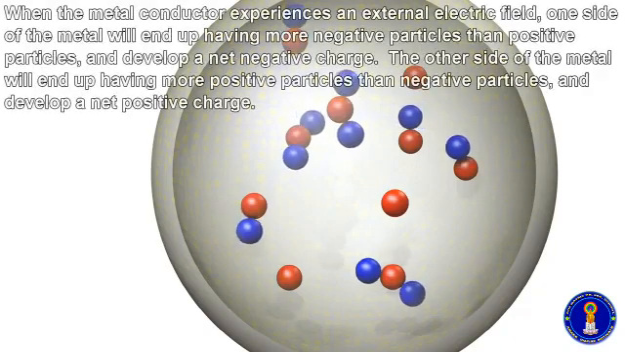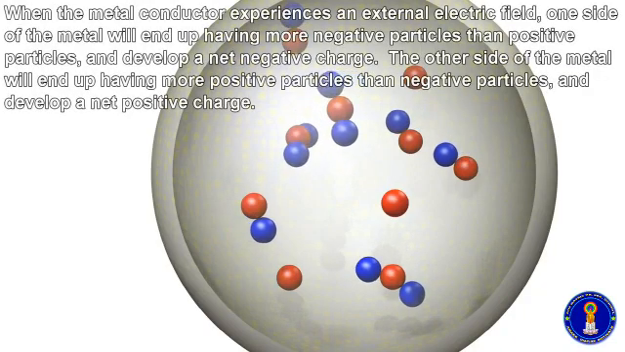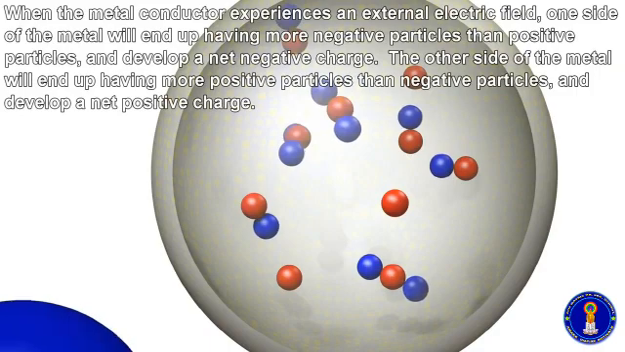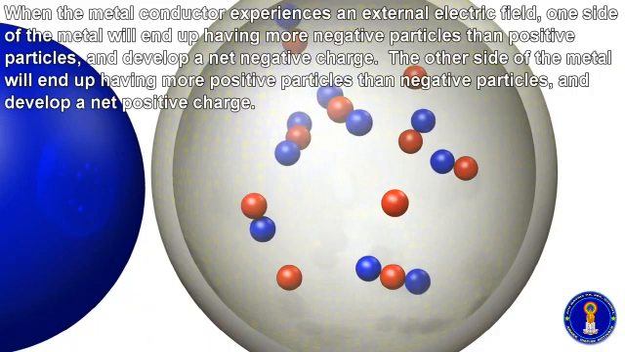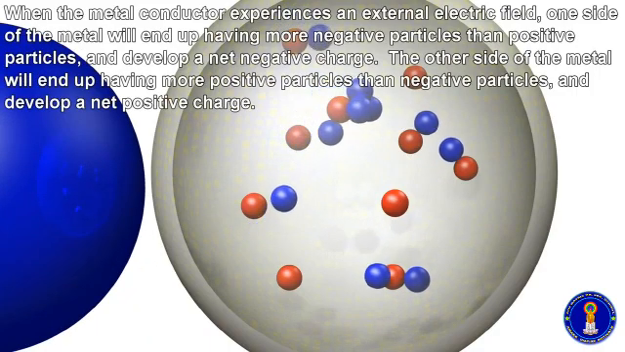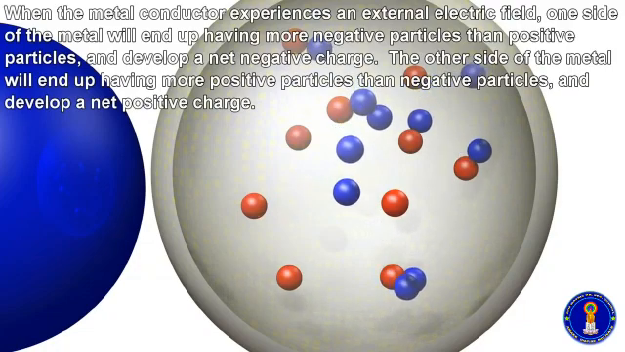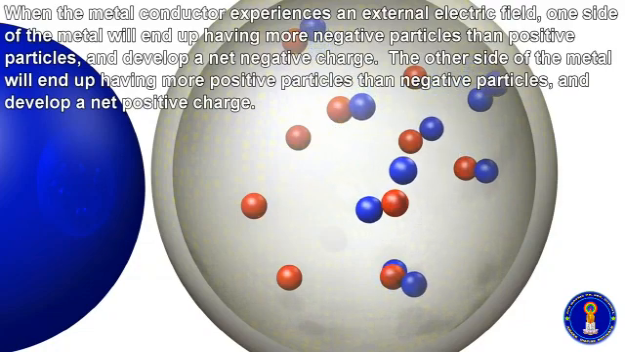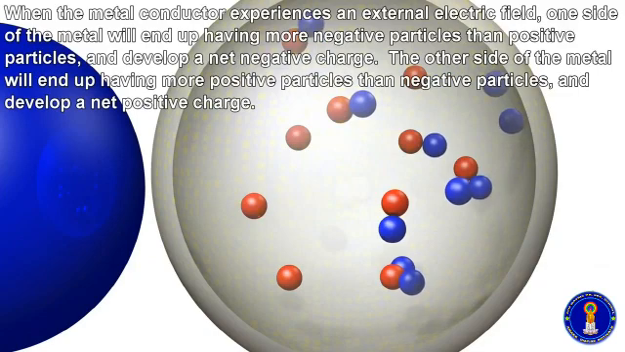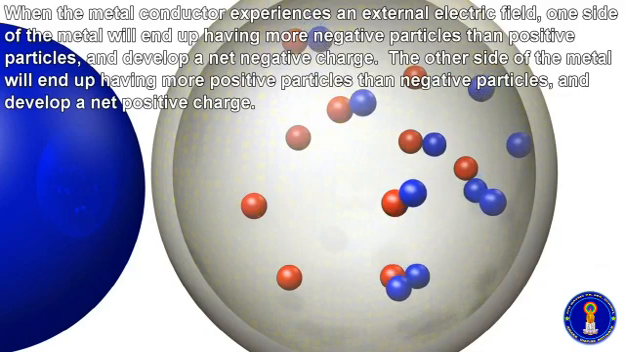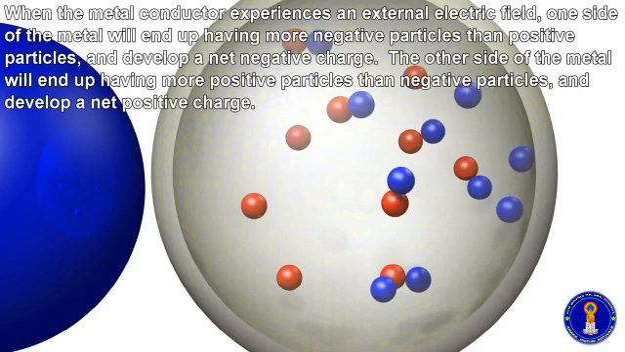When the metal conductor experiences an external electric field, one side of the metal will end up having more negative particles than positive particles and develop a net negative charge. The other side of the metal will end up having more positive particles than negative particles and develop a net positive charge.